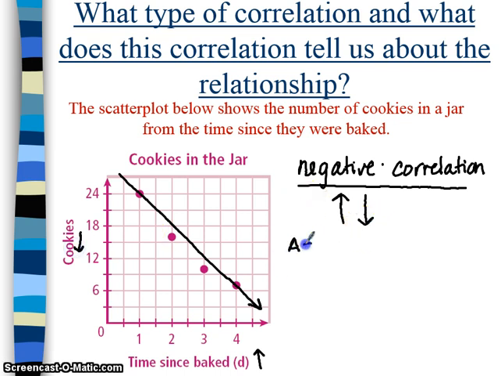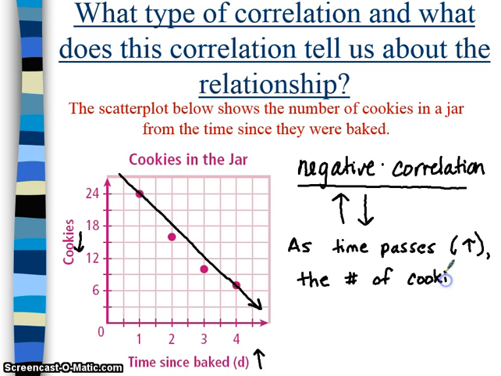Write that in a statement. As time passes, that would be going upward, increasing. Okay? That's just this little side note. As time passes, the number of cookies in the jar decreases. So as one goes up, the other goes down.